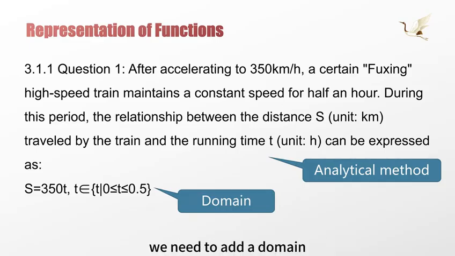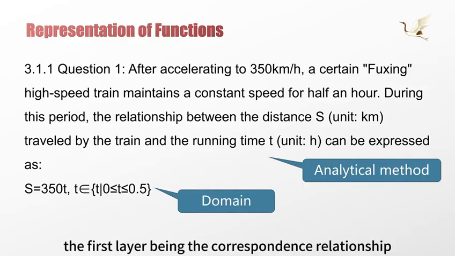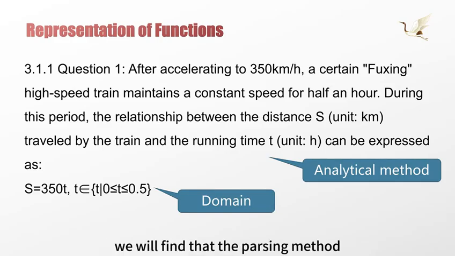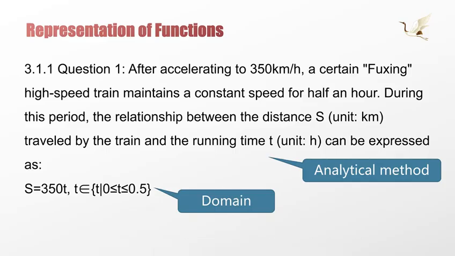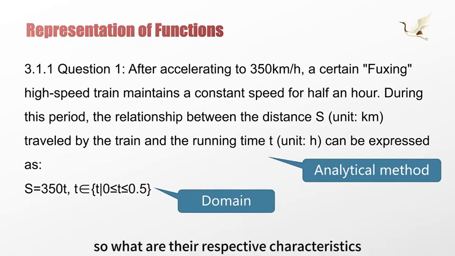We need to add a domain after the corresponding relationship, which is the complete analytic method. That is to say, the analytic method contains two layers of meaning: the first layer is the correspondence relationship, and the second layer is the domain definition. We will find that the analytic method is the only one among the three methods that can reflect the corresponding relationship. These three methods seem to have their own advantages and disadvantages, so what are their respective characteristics?